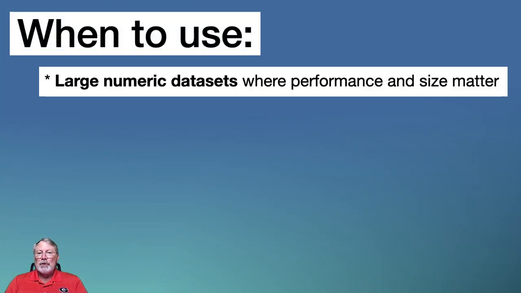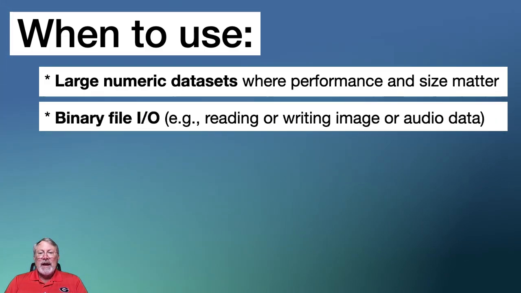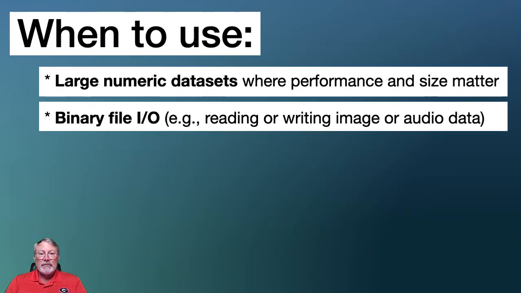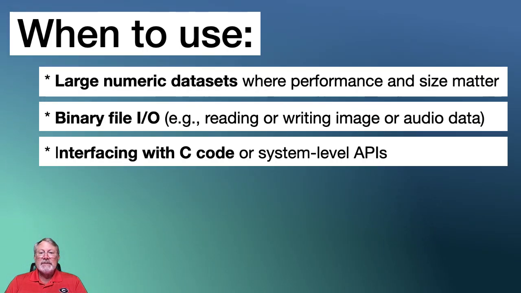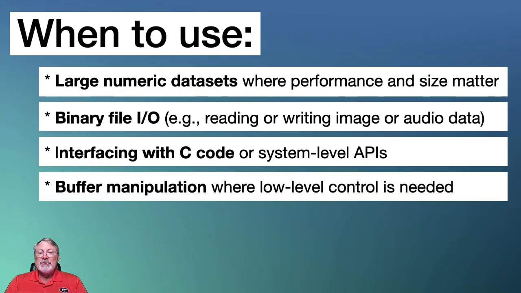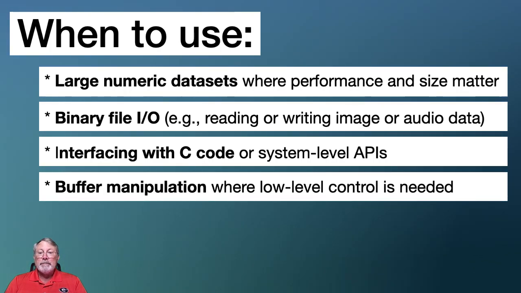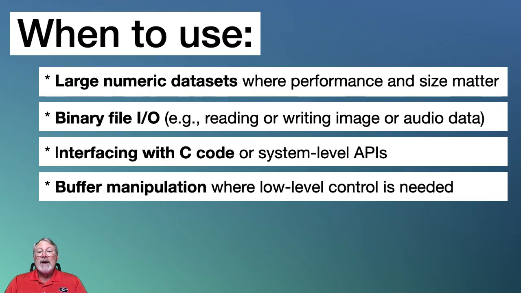Array.array is perfect for large numeric data sets where performance and size matter. Binary file input and output, like reading or writing large image or audio data files. Interfacing with C code or system-level APIs. Or buffer manipulation where low-level control is needed. If you need compact, type-specific storage and don't want the overhead of a NumPy dependency, array.array is a great choice.